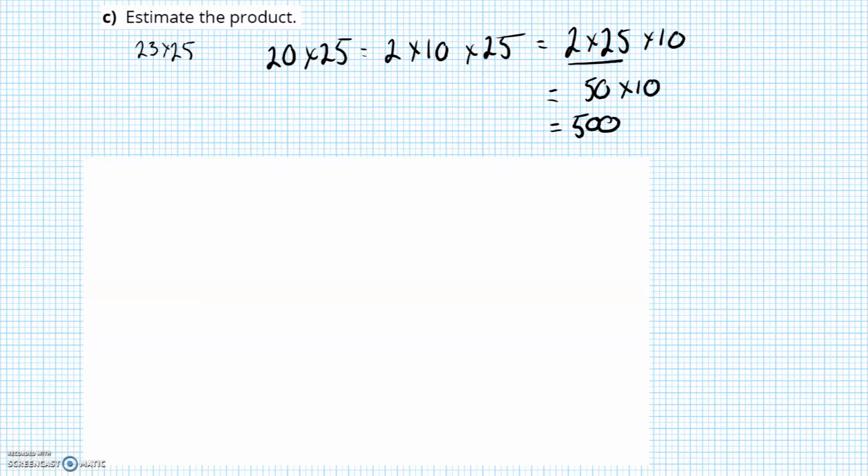So that's an estimate. I know it's going to be a little bit low because I multiplied by 20 instead of 23, so my number is going to be a little bit bigger than that.